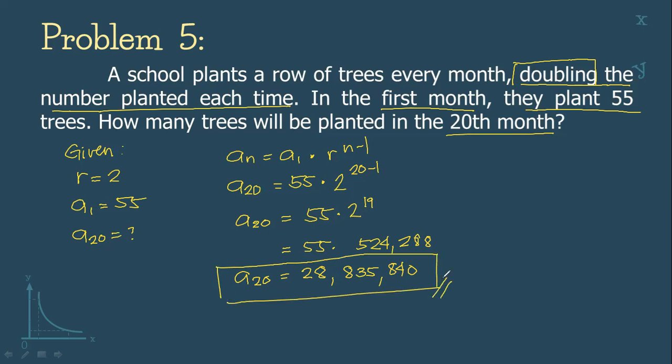Meaning to say, the 20th term of our sequence, geometric sequence, is 28,835,840. So we can answer this as, by the 20th month, they will be planting 28,835,840 trees. So ang dami-dami na po niyan na mga kahoy.